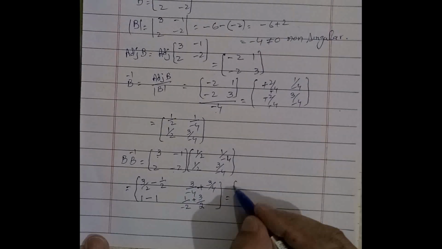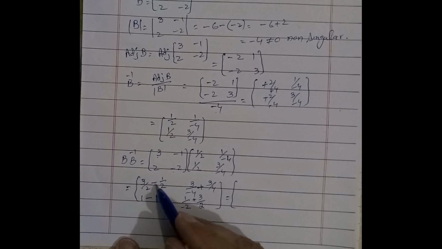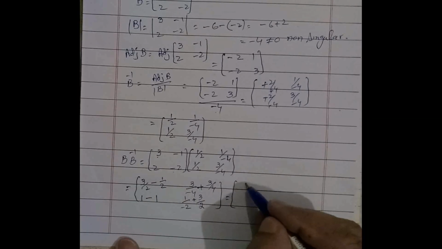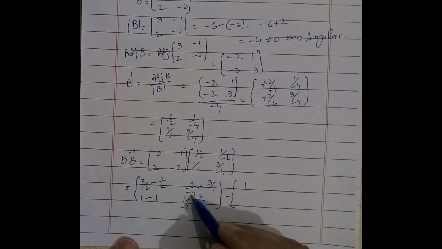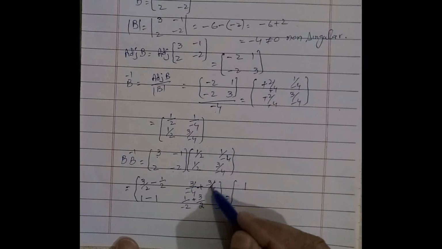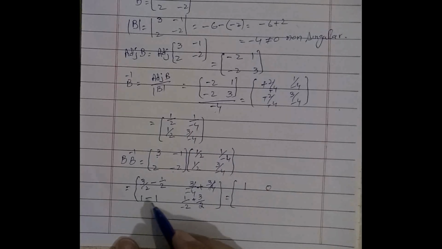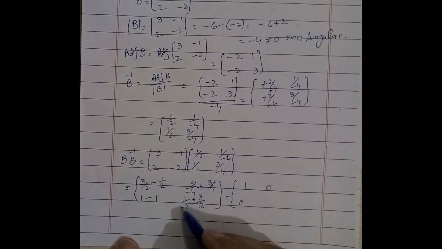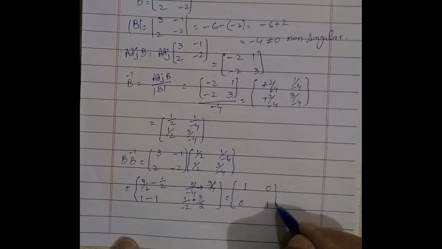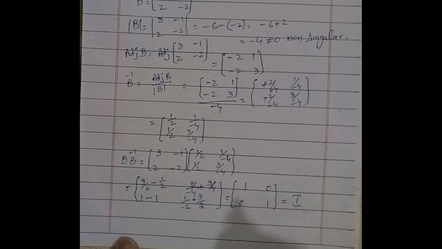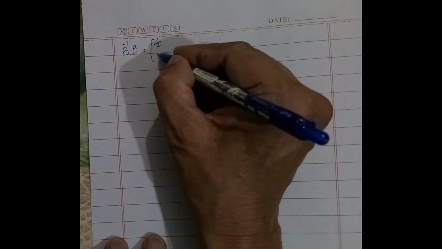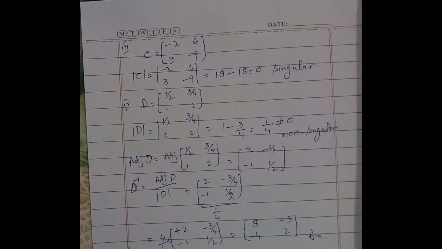Now simplify these values. We get 3 over 2 minus 1 over 2, which is 2 over 2, equal to 1. Then 3 over minus 4 plus 3 over 4 cancel each other and we get 0. 1 minus 1 is 0. And 1 over minus 2 plus 3 over 2 is 2 over 2, which is equal to 1. And it is the identity matrix.